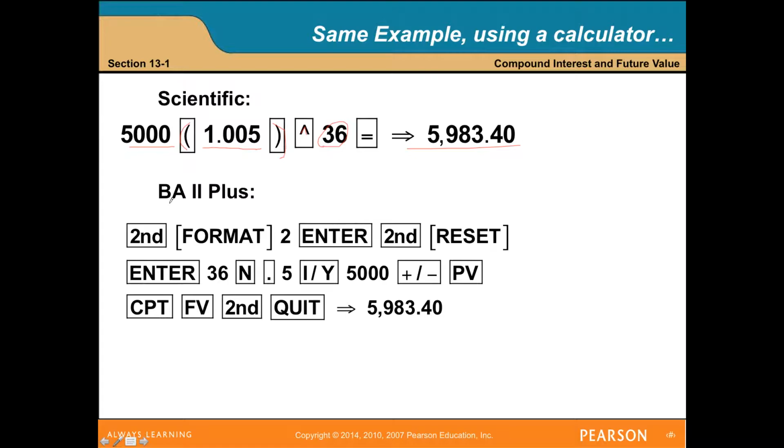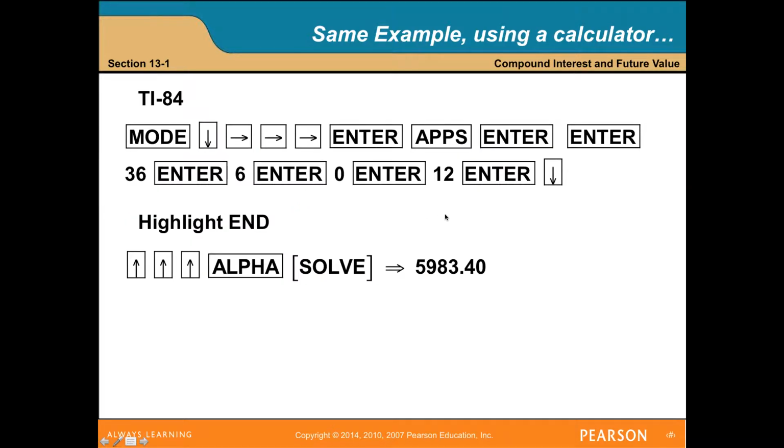On the BA II Plus calculator, which is what I use, it's called BA II Plus by Texas Instruments, and it says Business Analyst underneath it. You would press second, format, second, enter. Second format 2 sets your decimal points to 2 places. Enter, second reset to go back, enter 36 for the N, which is the periods, 0.5 for I/Y, which is the interest or yield, 5,000 plus/minus, which makes it negative, present value, compute, future value, second quit, and then that should give you the $5,983.40.